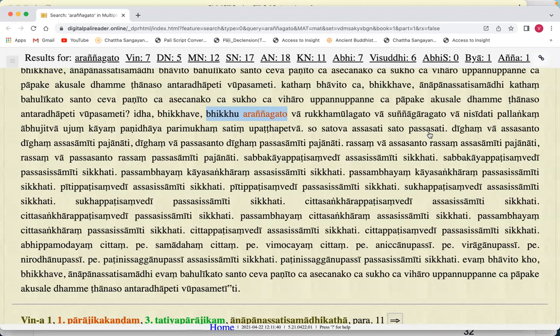Here, is gata transitive or intransitive? It's intransitive, right? It's a little bit complicated for that root gam. In some places we take it as transitive, not in the sense of going but in the sense of knowing, like adhigacchati. Dhamma and so on in that sense. But in the sense of going, it is intransitive. So here arañña, rukkhamula, sunnagara are just the goal of motion. It has no sense of an object acted on by the agent.